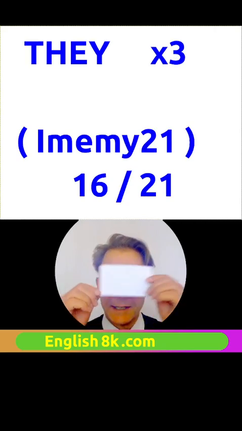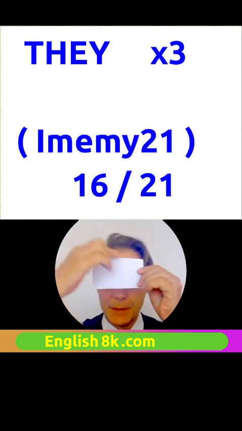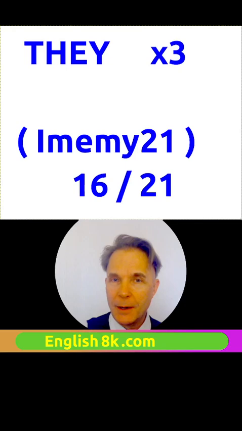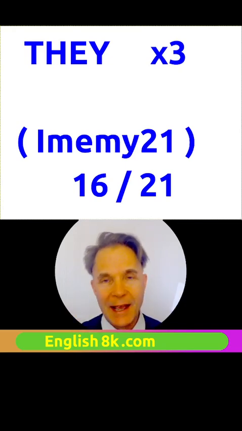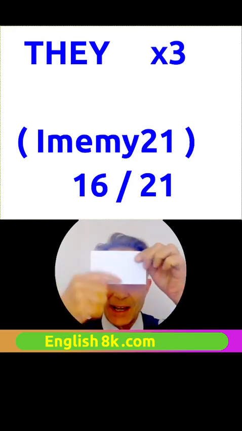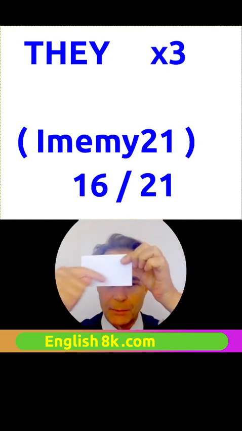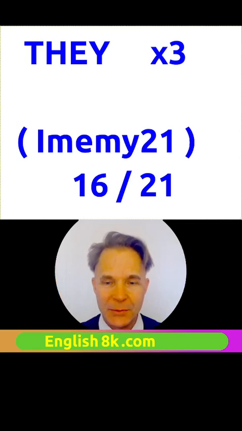Please make a card like this. Write they up here in the top left corner. Remember, it's times 3. It could be people or pens or animals. Down here, the category, I, me, my, 21. And over here, the number 16 out of 21.